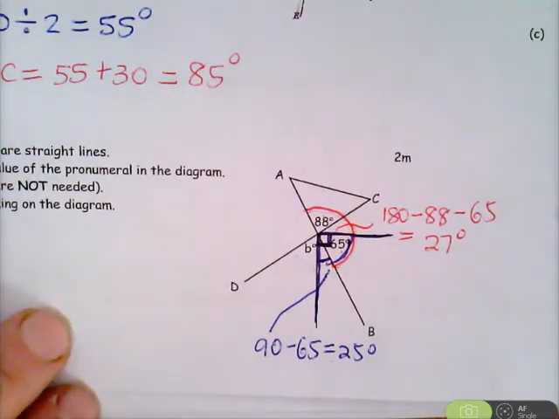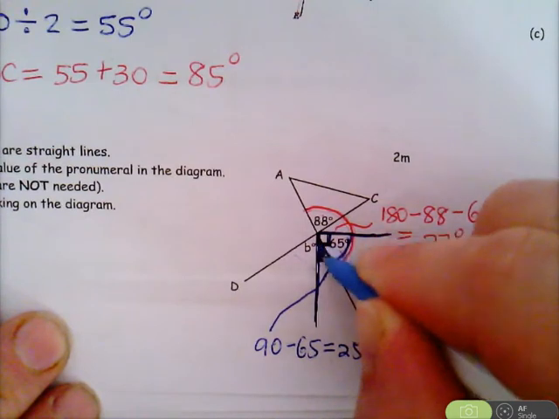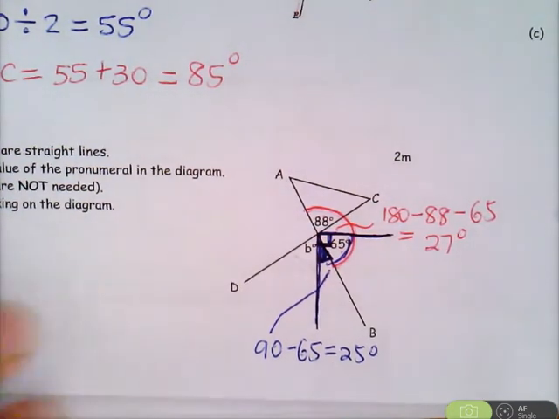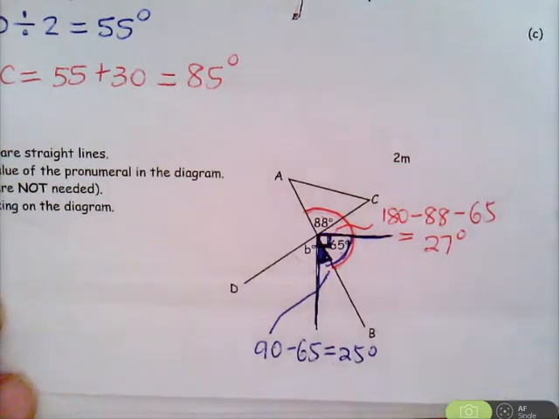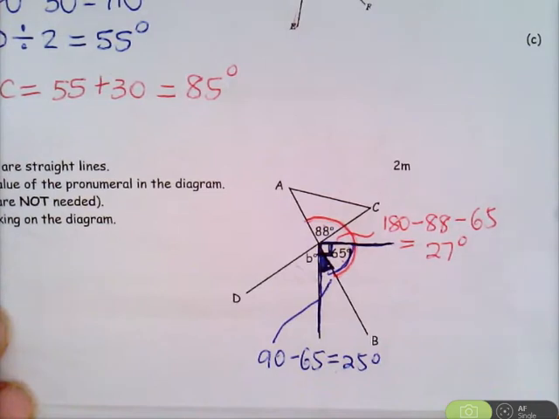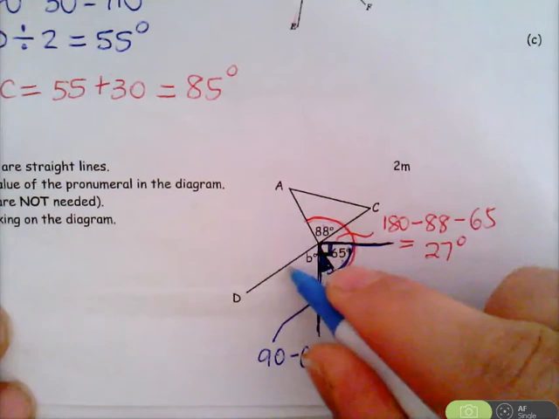Now, I know this is getting a little bit tricky. So this bit in here is 25. Actually, I don't really need to do that, but you can do it if you want. So that bit in there is 25. So I'm trying to work out B.